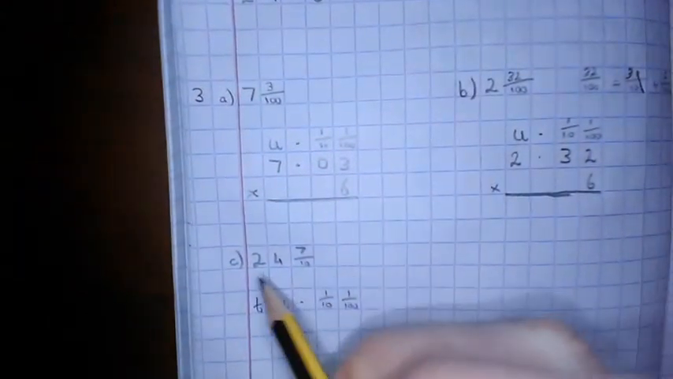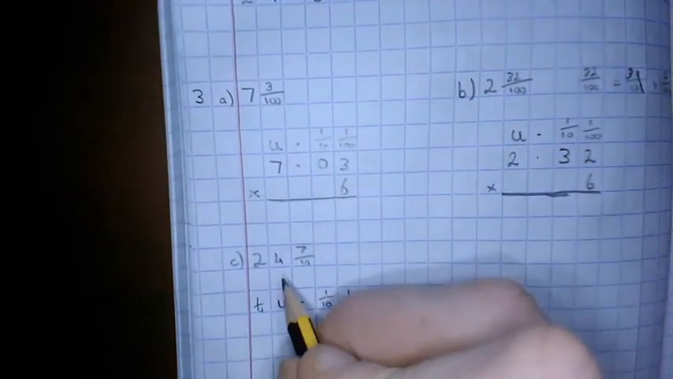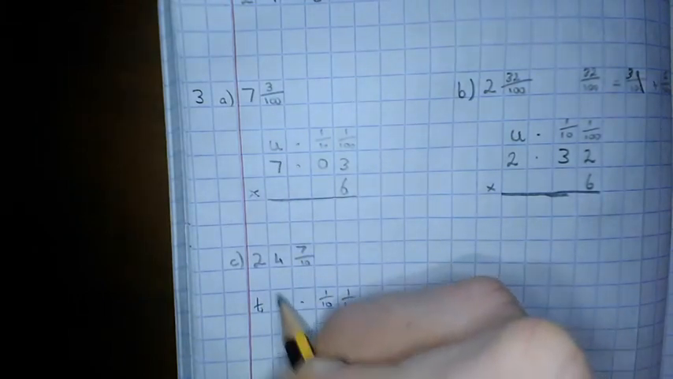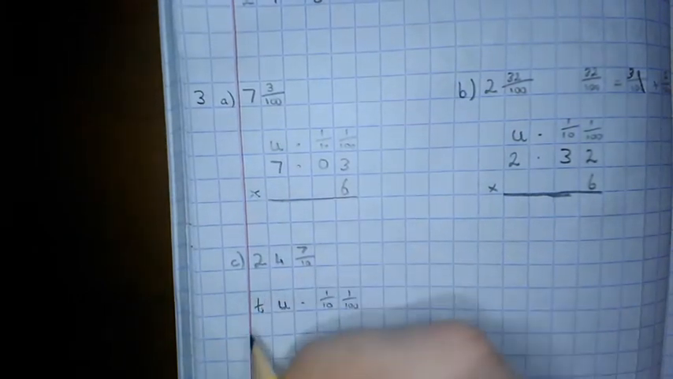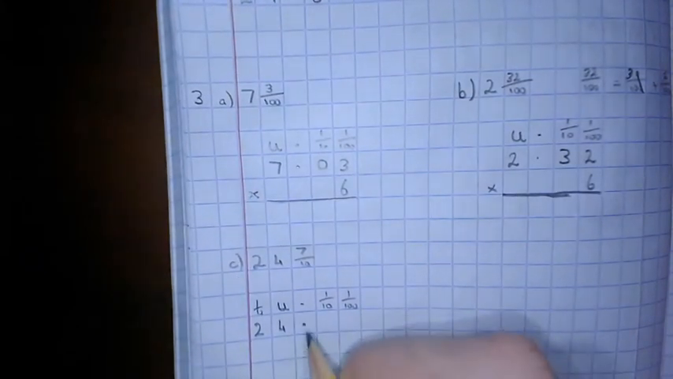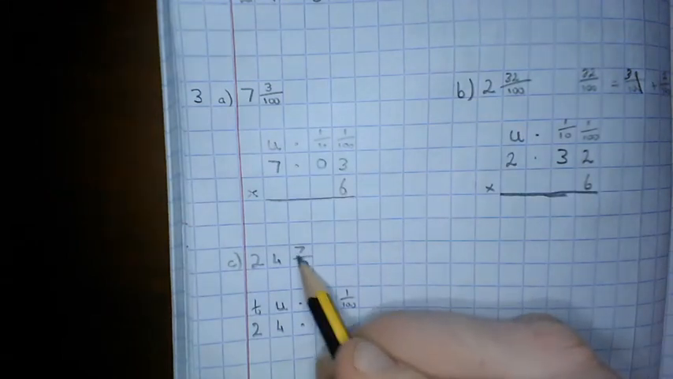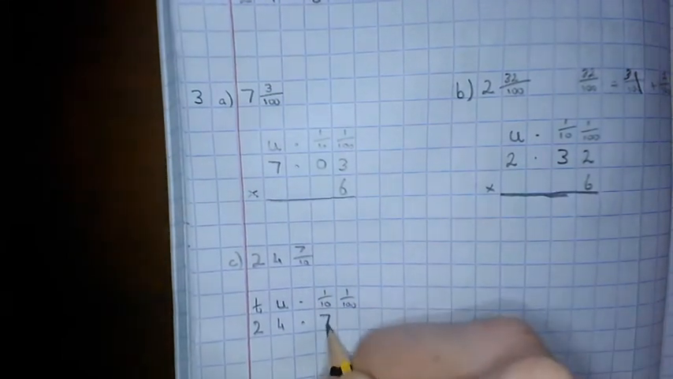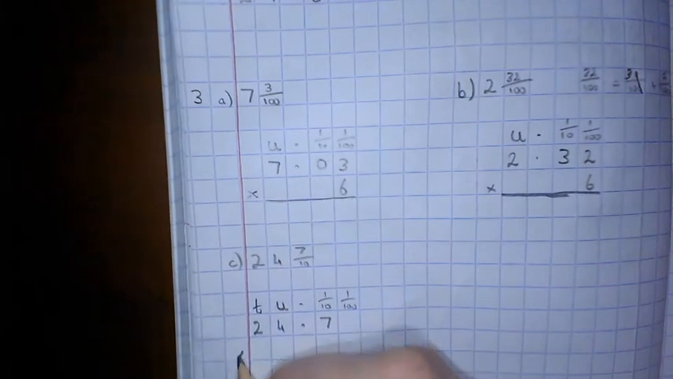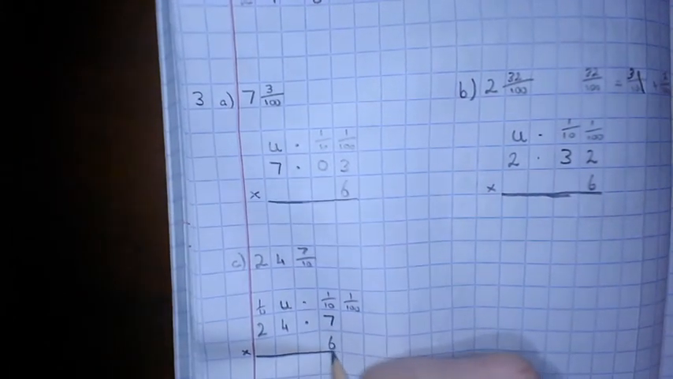And then C, if it was just tenths, it's 24 and 7 tenths. So we know 2 is the tens, 4 is the units, decimal point, and then to the right of the decimal point is our tenths. And how many tenths do we have? We have 7 tenths. So it's 24.7 multiplied by 6.